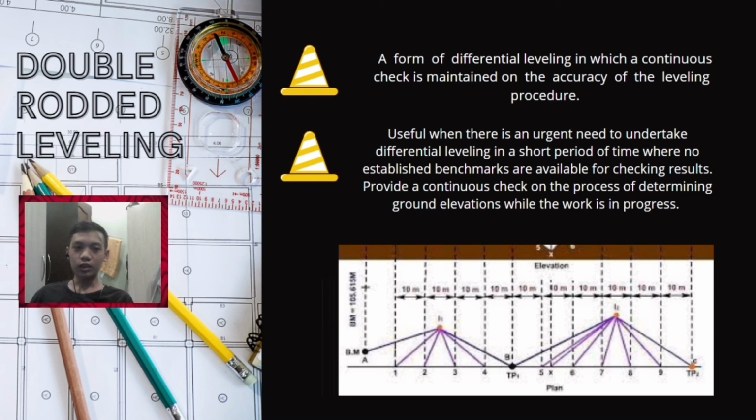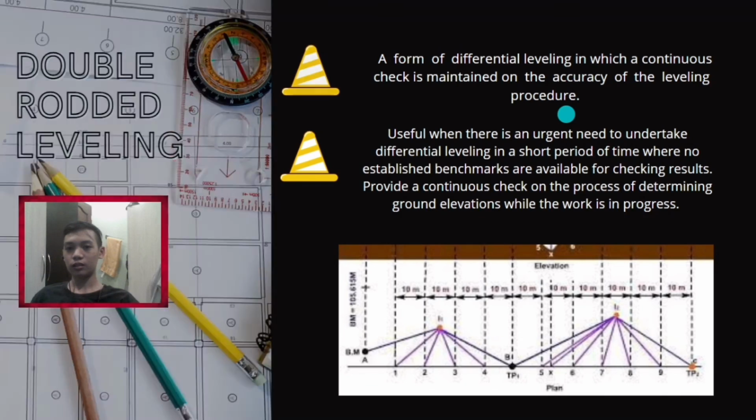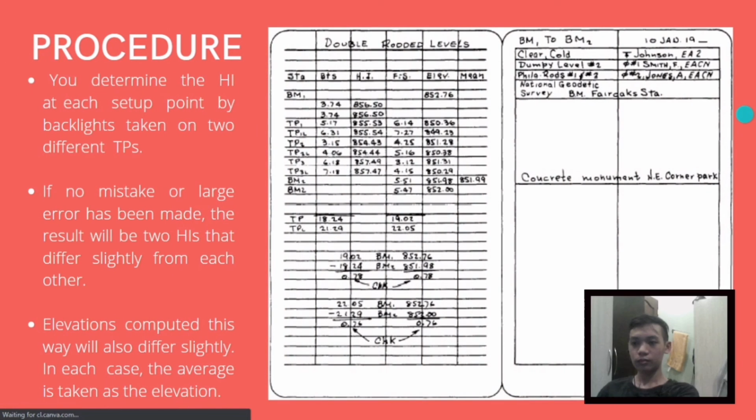So double rodding can be done most conveniently by two rodmen. For the procedure of double rodding, first you determine the height of the instrument at each setup point by backsights taken on two different turning points. If no mistake or large error has been made, the result will be two heights of instrument that will differ slightly from each other. Elevations computed this way will also differ slightly, and in each case, the average is taken as the elevation. So here is an example of a double-rodded leveling.